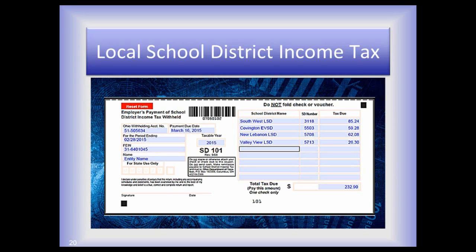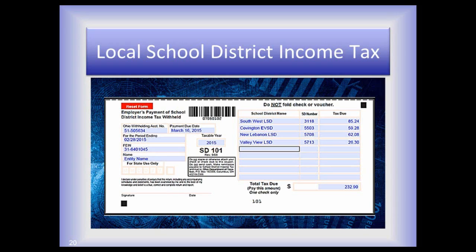The second frequency is monthly. If the combined amount of taxes that were withheld or required to be withheld was greater than $2,000 during the look-back period, then monthly payments are made. Monthly payments must be remitted with the Ohio Form SD-101 on Ohio Business Gateway within 15 days following the end of each month. Example, January is due on or before February 15th. Partial weekly payments are not required for school district income tax.